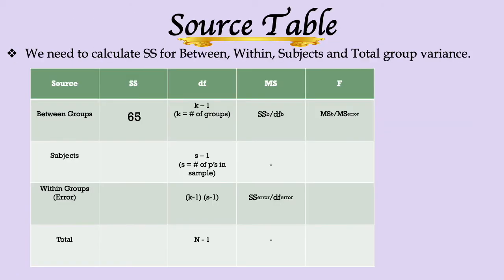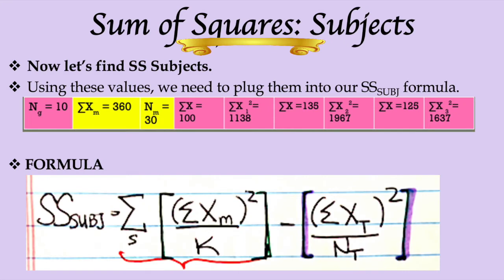Now let's find the sum of squares for subjects. Again, these are the values that we have, and so we need to plug them into our sum of squares subjects formula. So that formula looks like this, and I know that we haven't done this one yet, so let's take a moment and just understand what the symbols are telling us. We know that we need to find the sum of all of the scores for each subject. Once we do that, we're going to square this value and divide by k, the number of groups we have. Once we do that, we're going to subtract it from, once again, the total sum of x, which is 360, divided by the total n we have, which is 30.